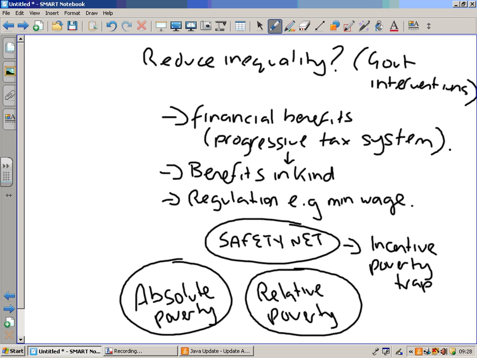So we've got different levels of poverty, and relative poverty differs from country to country. With absolute poverty, the definition is the same from country to country.